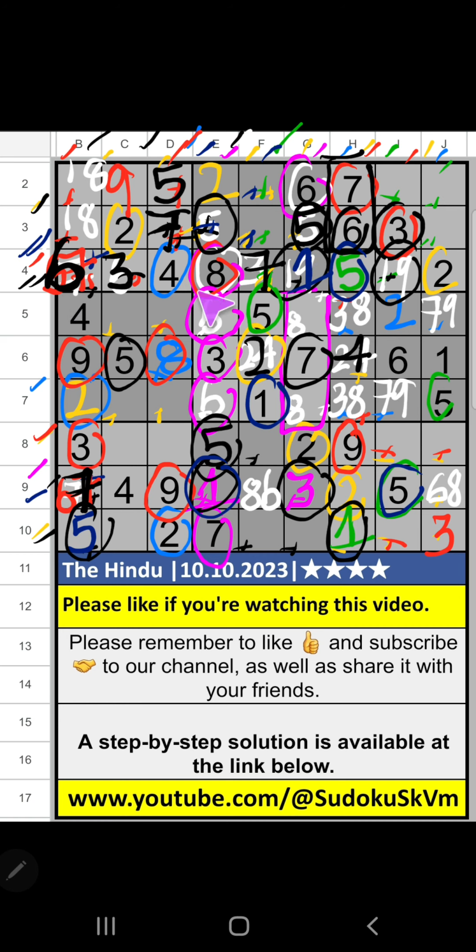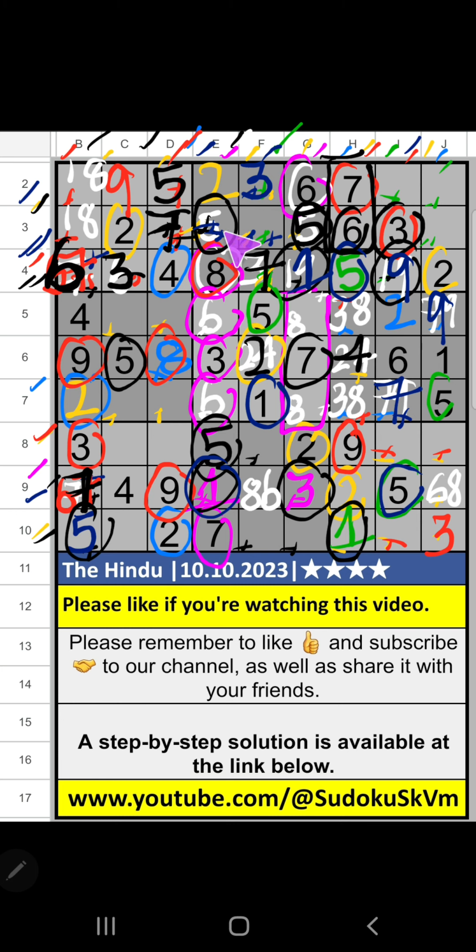Then fourth row, only one number is remaining, 9. 9 is confirmed here. Column I, we have 9. So 9 can't come in the cell, 9 is confirmed here. Then 7 is here. Third row, we have 3. So 3 can't come these cells, then 3 is confirmed here.